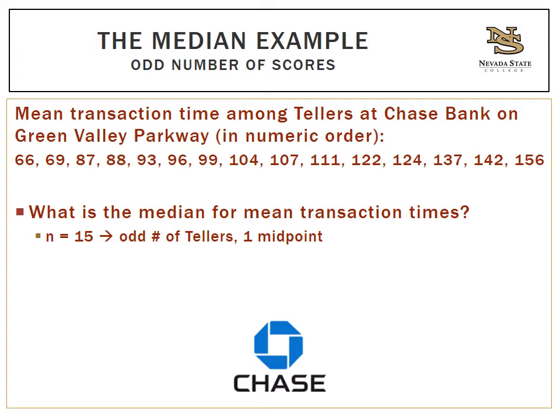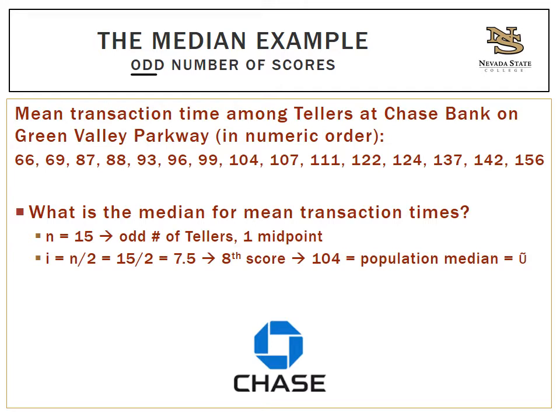So that's going to be, in this case, we have 15 scores, right? We have 1, 2, 3, 4, yeah, 15 scores. Okay, if you count all these numbers here, you're going to get 15. So we know that this is an odd number of scores. We know that because it's up here as well. And we're going to have one midpoint. So just one score in the middle.